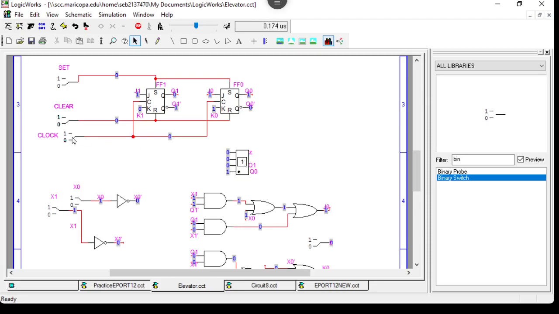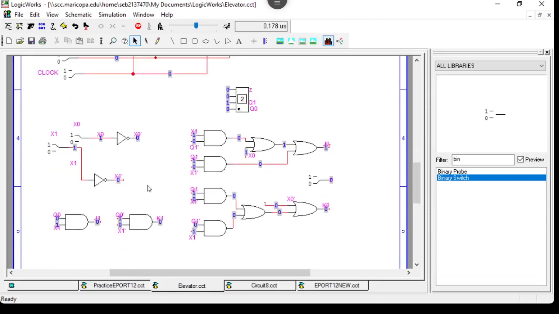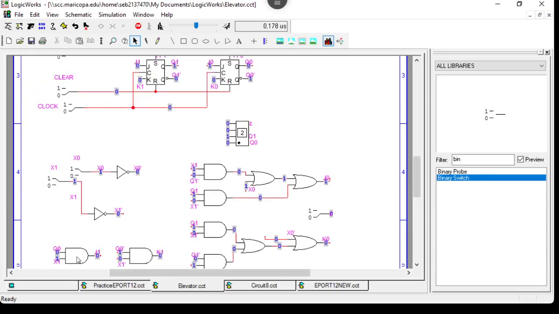On the next floor over here, on the next positive clock pulse, we should see our Q1 be a 1 and our Q0 will be a 0. As you see, our Q1 is 1 and our Q0 is 0 by our simple equations here of how they are opposites.